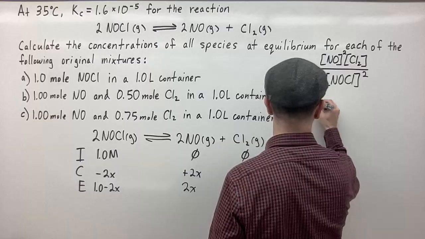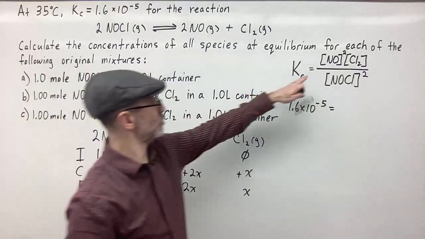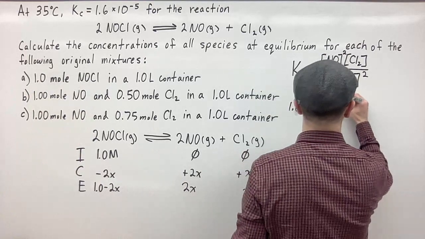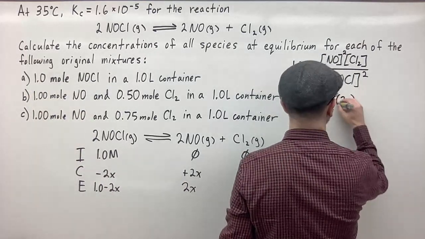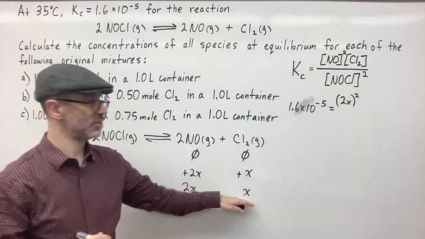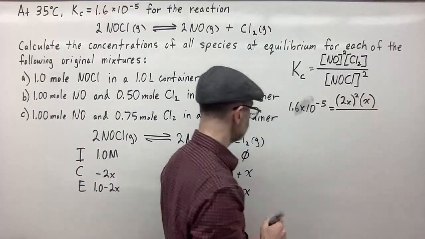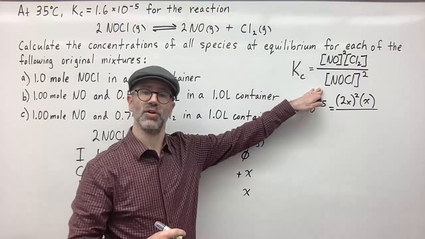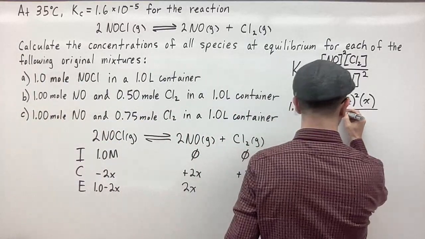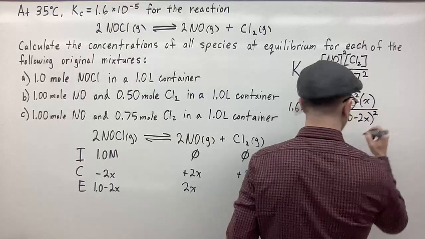1.6 times 10 to the negative 5 is going to be equal to, so we have the concentration of NO, that's going to be 2x. So we're going to put 2x here, and it's squared. And then we're going to multiply by the concentration of Cl2, which is x. So we're going to put that there. And then on the bottom we have the concentration of NOCl squared, so 1.0 minus 2x squared. So we're going to have 1.0 minus 2x, all of it squared.